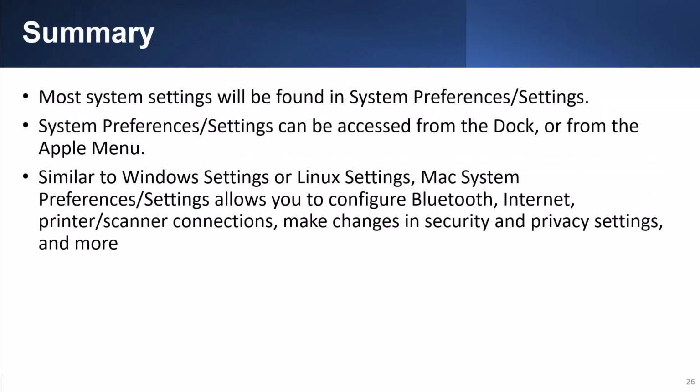In summary, most system settings will be found in the System Preferences or Settings. System Preferences or Settings can be accessed from the dock or from the Apple menu. Similar to Windows settings or Linux settings, Mac System Preferences or Settings allows you to configure Bluetooth, Internet, printer, scanner connections, make changes in security and privacy settings, and more.